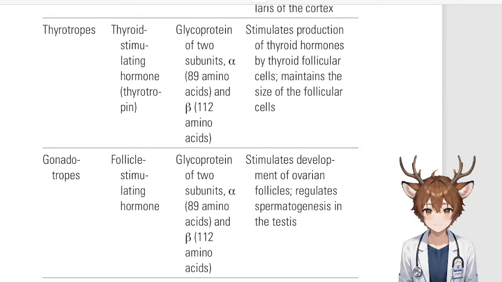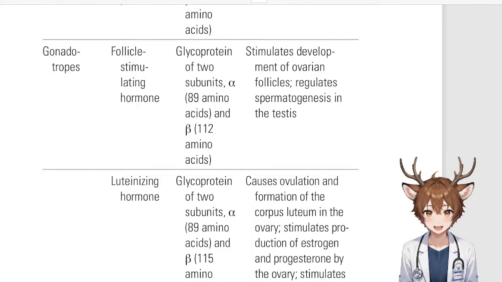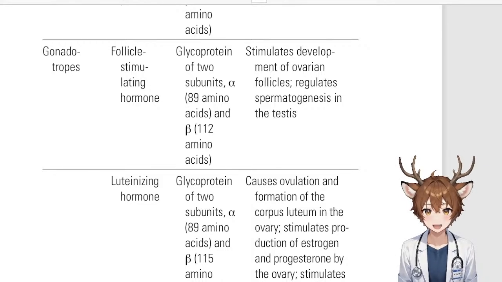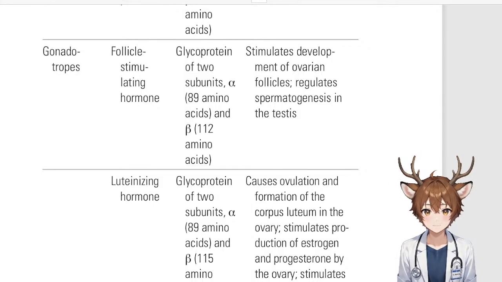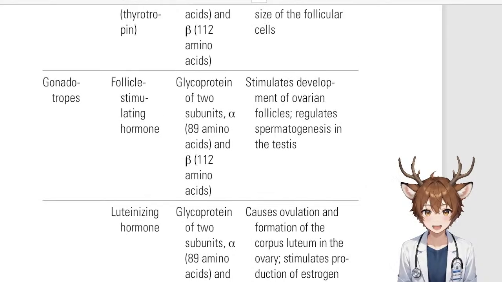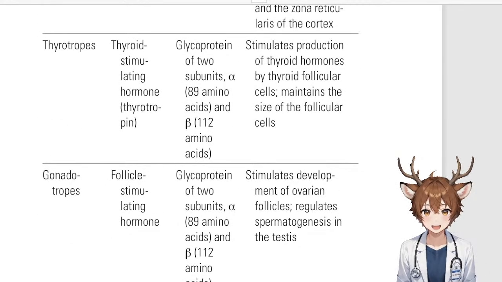Anyway, next one. Gonadotropes. FSH, follicle stimulating hormone, is a glycoprotein of two subunits: alpha, 89 amino acids, and beta, 112 amino acids. If you don't forget, that's the exact same setup of alpha and beta subunits in terms of the actual number of amino acids as the thyrotropes were, the TSH.